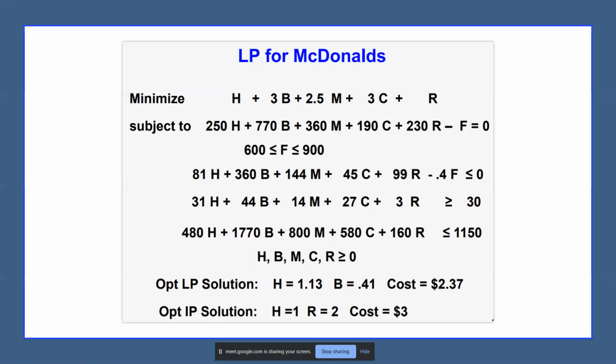Ngayon, papasadahan lang natin. And then, as a result, ito na yung tinatawag na optimal solution. Kung mapapansin nyo, ang cost lang niya ay $2.37. Okay, and then ito, isang halos 1.13 burger, tapos 0.41 na, kung hindi ako nagkakamali, this one is Big Mac. Ayan, Big Mac. Pero pwede rin natin siya i-recalculate with consideration ng integer programming.